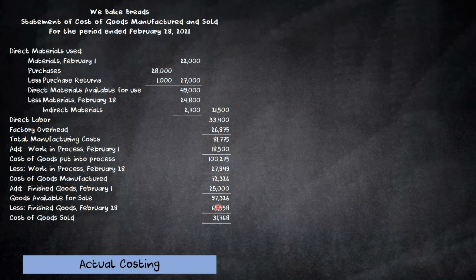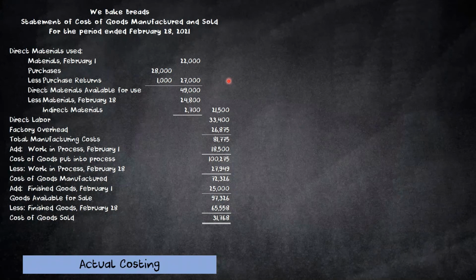31,768. Familiar tayo dito sa amount na to. Ito yung cost ng job 401. Kasi 'di ba siya lang yung nabenta. So in order to get that, unahin natin kunin si total manufacturing cost. Ano bang laman ng total manufacturing cost? We have the DM, DL, and OH. Kapag actual costing, palaging tandaan na kapag DM actual, DL actual, and OH natin is actual din. So lahat actual pag actual costing.